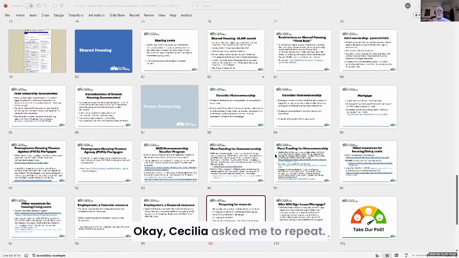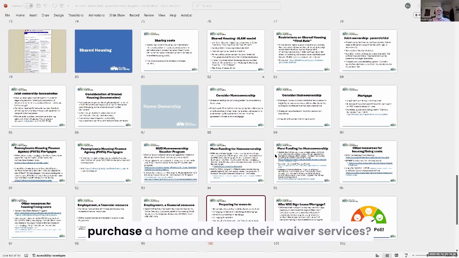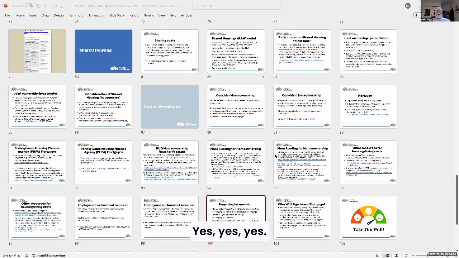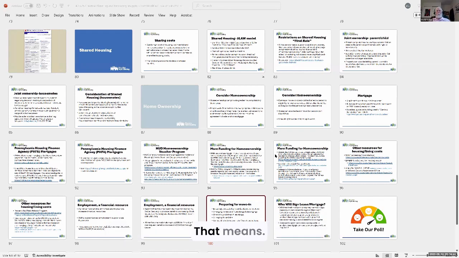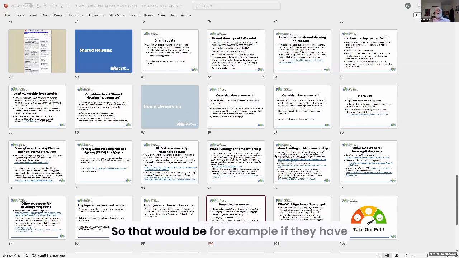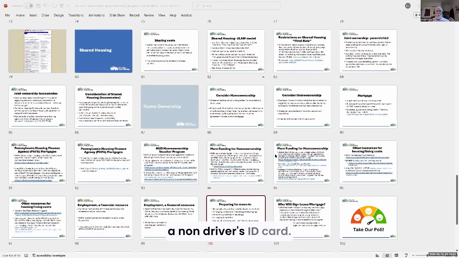Okay, Cecilia asked me to repeat. Can a person with a disability purchase a home and keep their waiver services? Yes, yes, yes. A person can purchase a home and keep their waiver services so long as it is considered their primary residence. That means, for example, if they have a non-driver's ID card, is that the address listed on that?